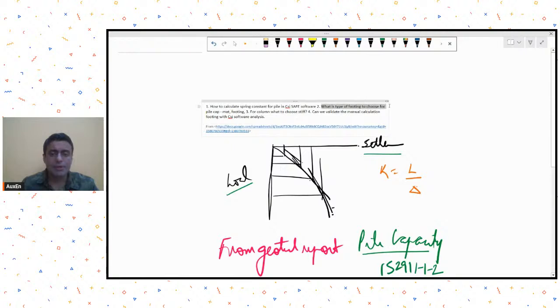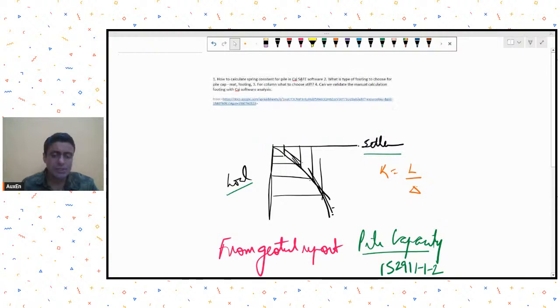What is the type of footing to choose for pile cap, mat or footing? Okay, I think he's asking in the SAFE which option to choose. You can choose any, it does not matter. It does not change the result. The output results that you get are the same. So it does not matter. In SAFE, while assigning a pile cap, if you choose mat or footing or slab, whatever you choose, it does not matter in the final results.